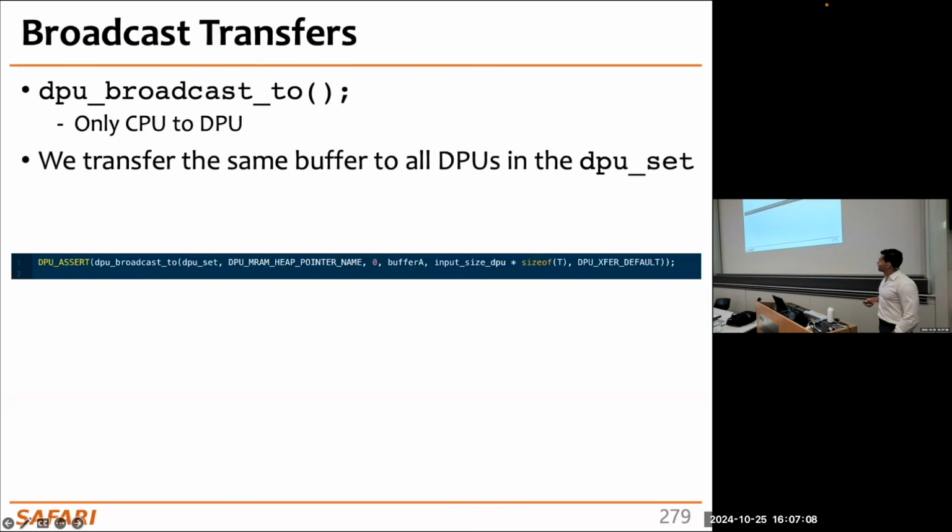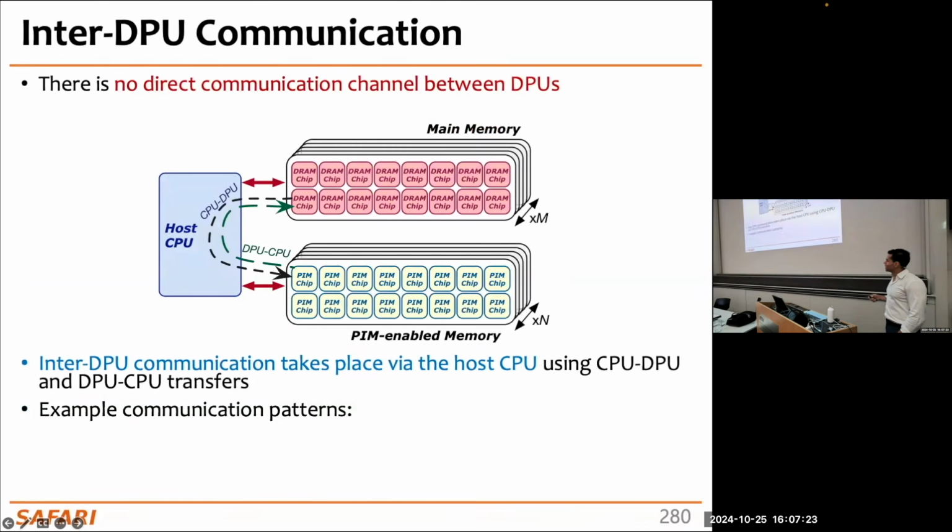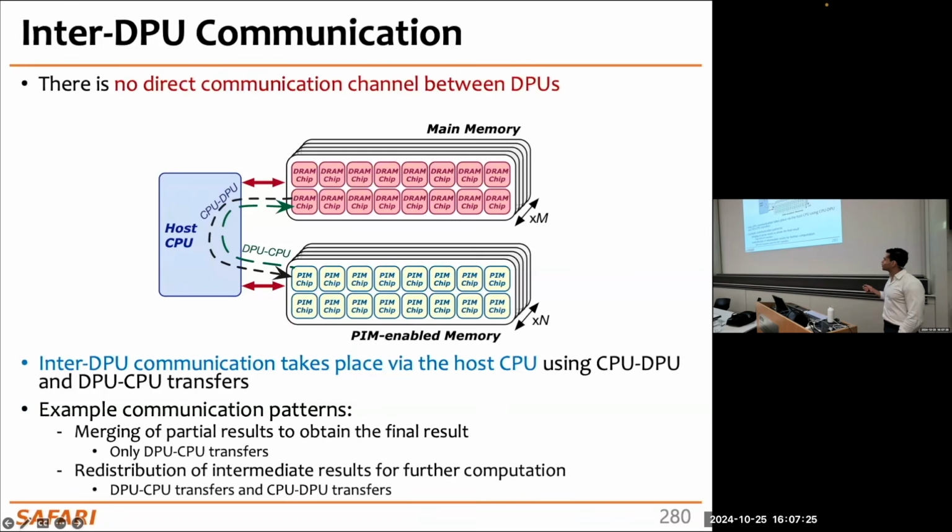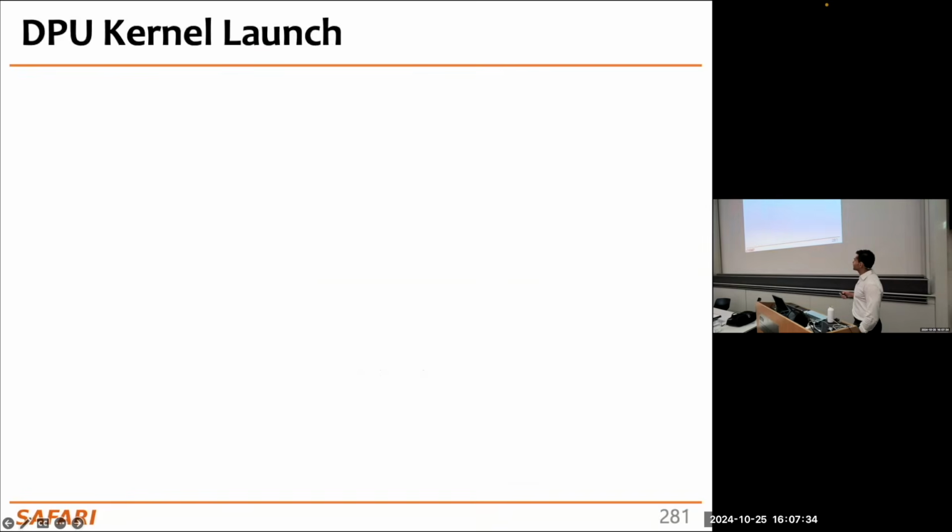Finally, we have the broadcast, and for that you use DPU broadcast to. Again, you're going to copy this buffer data, with the transfer size, but you're going to copy to a set of DPUs in this case, because it's a broadcast. As I mentioned, there is no communication across the DPUs, so if you need to do that, you need to use those copies through the host, and then you copy to another DPU set.